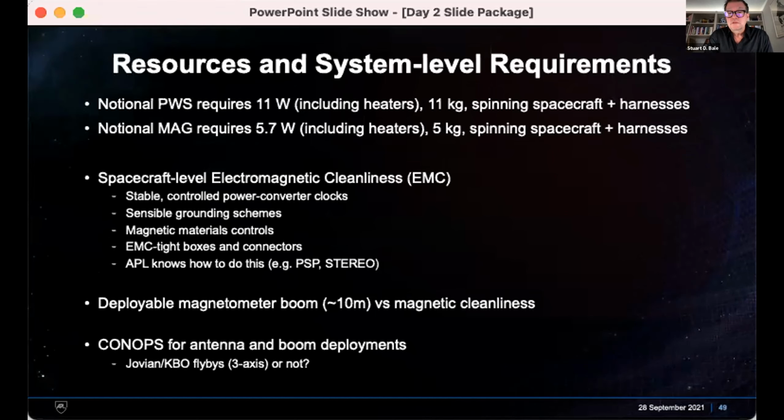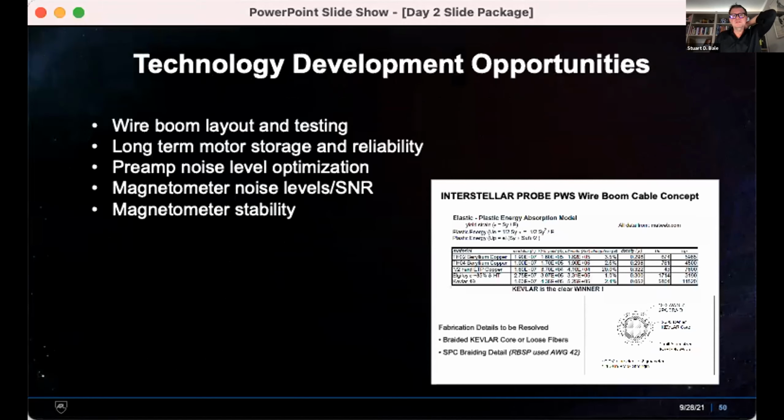You need to deploy these things, and we need to consider when we deploy them, flybys, etc. I see I'm down to 1 more minute left, and that's my last slide. The next slide. So I think there are some technology development opportunities here. I think we have some ideas for how to lay out a wire boom system that would be robust, essentially a Kevlar core with a conducting braid on it. So I think there's an opportunity to prototype something like that and test it for strength and reliability.